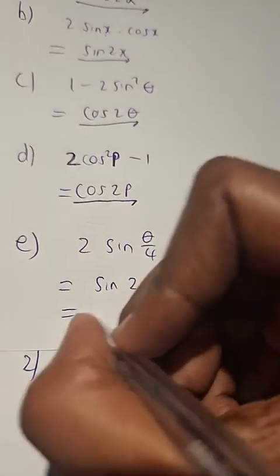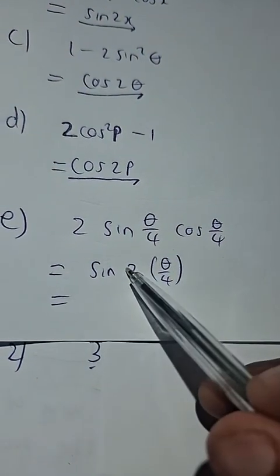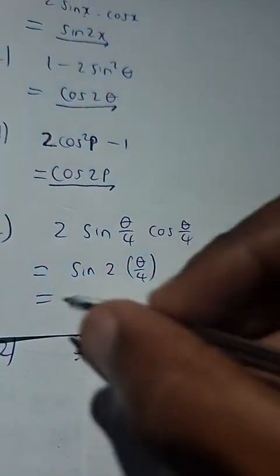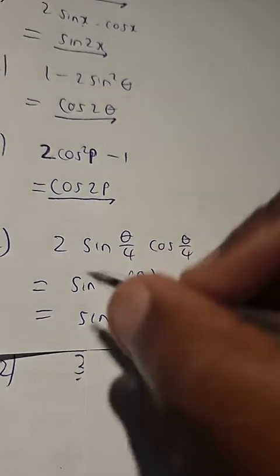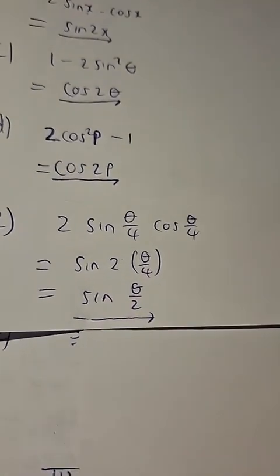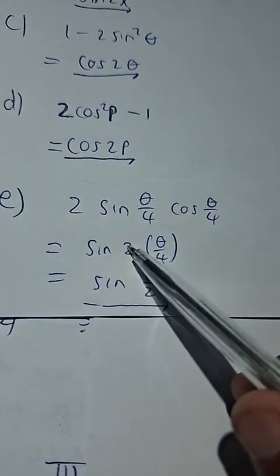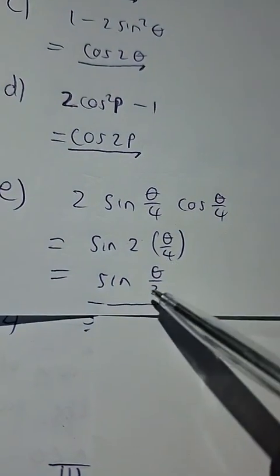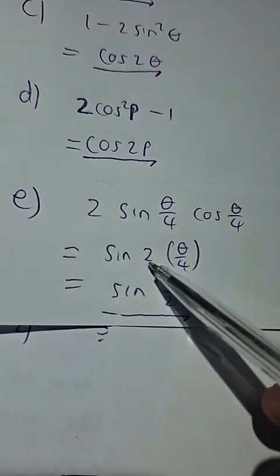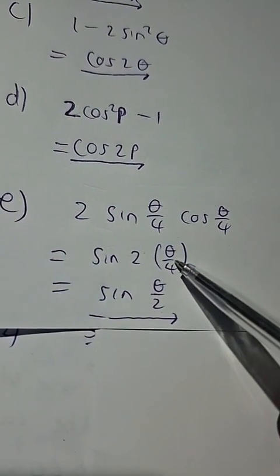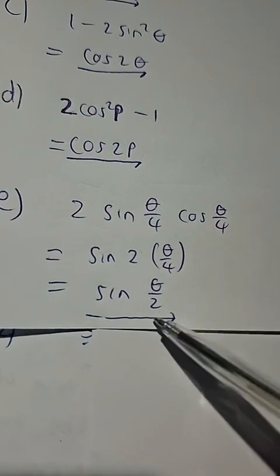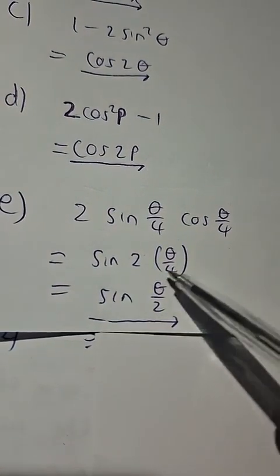Then we obviously simplify. What's 2 times theta over 4? This 2 goes into 4 how many times? 2 times. So that means we have sine theta over 2. That is our answer, because we simplify this. 2 times theta over 4 gives us theta over 2. Remember, this 2 is regarded as being in the numerator. This 4 is regarded as being in the denominator. So 2 times theta over 4. 2 goes into 4 how many times? 2 times. So that's why the answer is sine theta over 2.